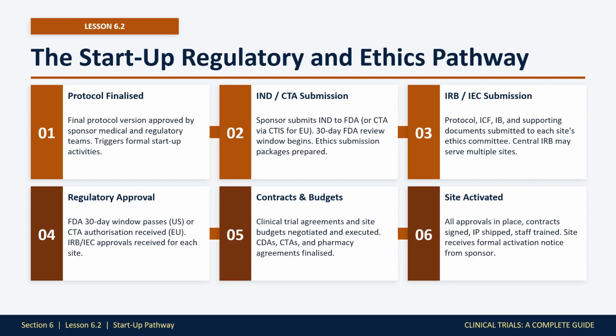at each site. Trial startup follows a 6-step critical path. Each step has dependencies. You cannot move to step 4 until step 3 is complete. And delays in any step push out the date when the first patient can be enrolled. Step 1. The protocol is finalized and approved internally. This is the trigger for everything else.